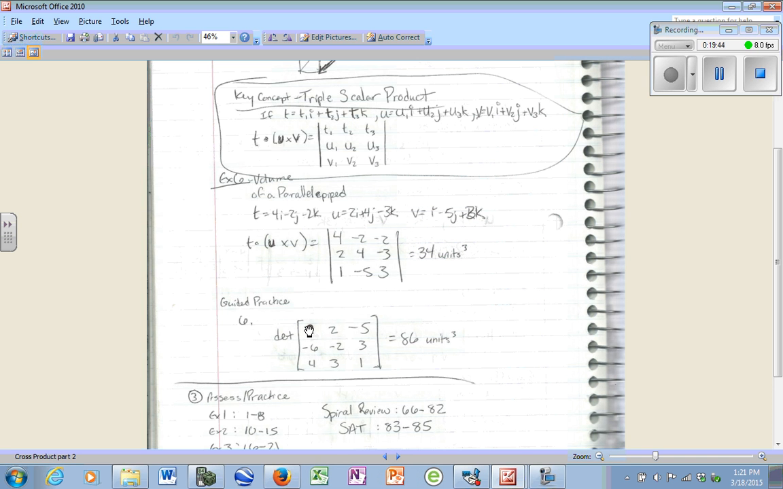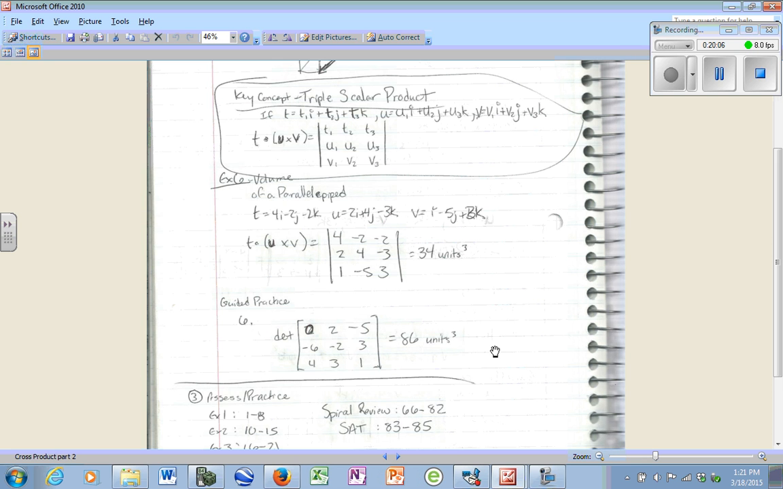Here's guided practice. I already threw in the numbers because, what's the point of typing all that stuff out? So there's T, there's U, and there's V, and I do the determinant of that matrix, and I get 86 cubic units.